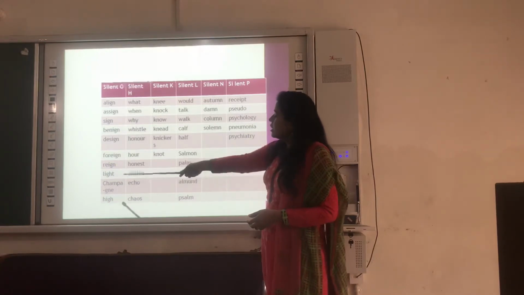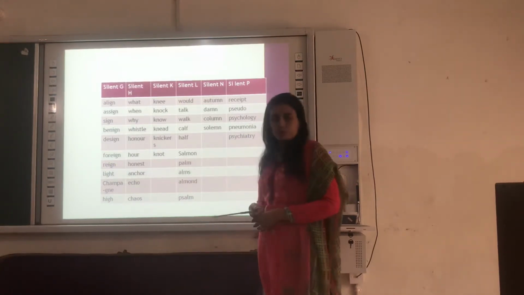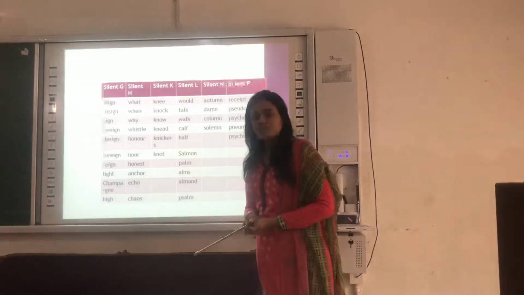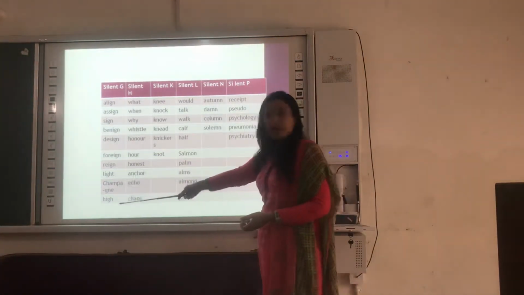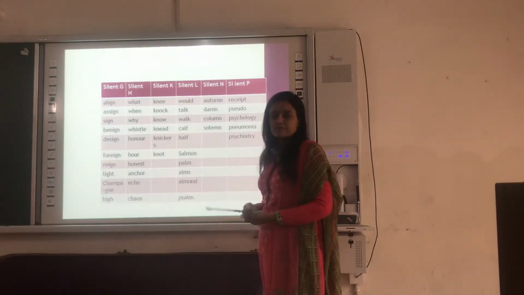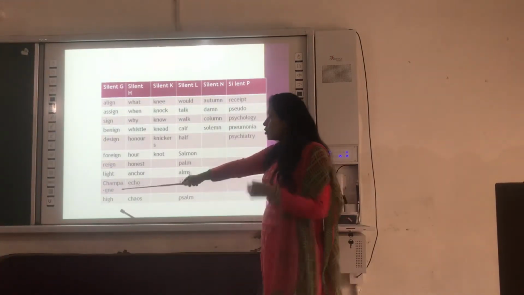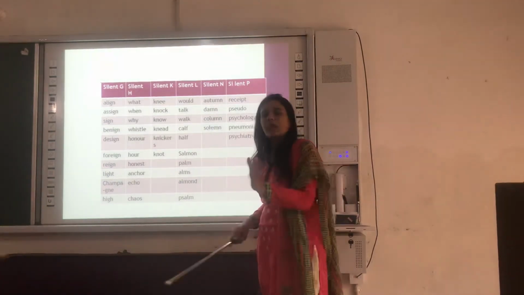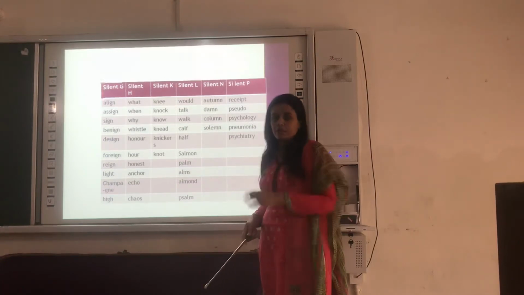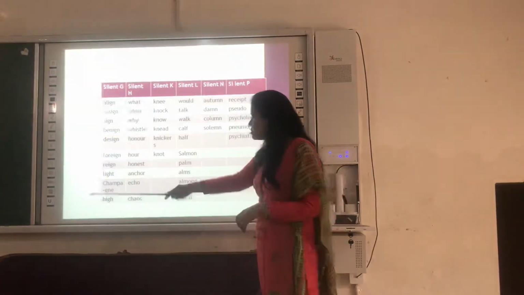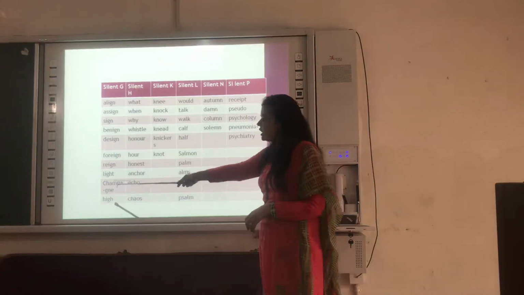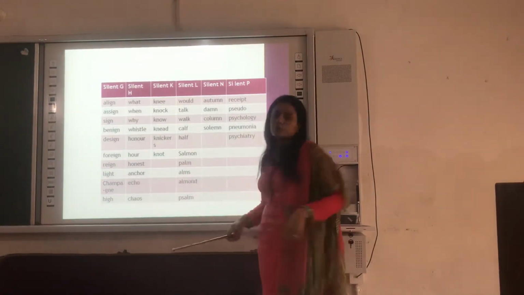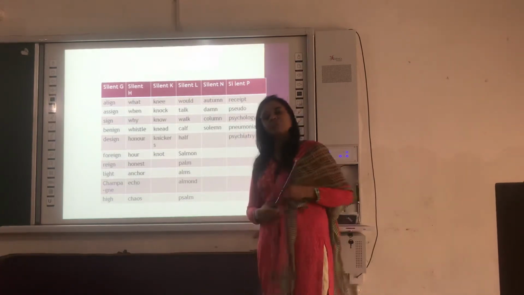Then GH combination also. In GH combination also, sometimes G is silent. Light, height, high. And I'd like to focus your attention on this word, champagne. Many non-native speakers mispronounce this word. Here we have the G-N combination, and G is not pronounced, and CH also is not pronounced as ch, it is pronounced as sh.